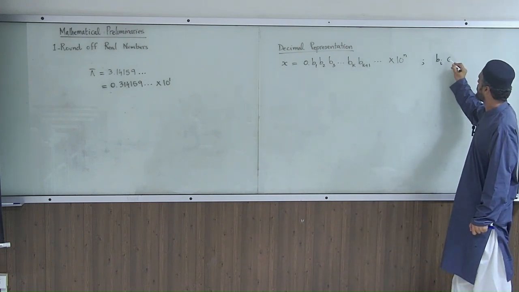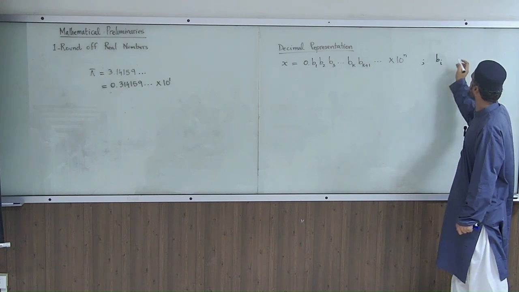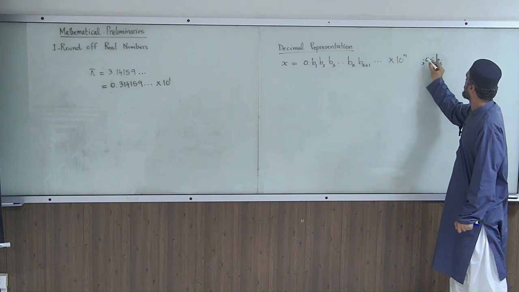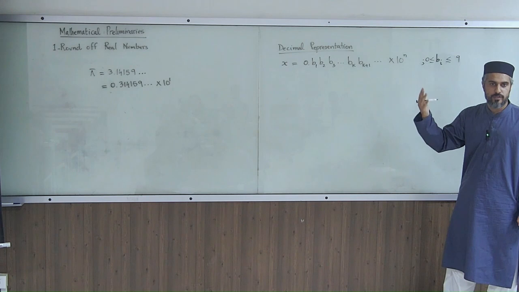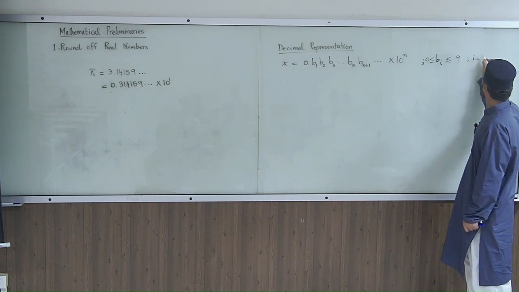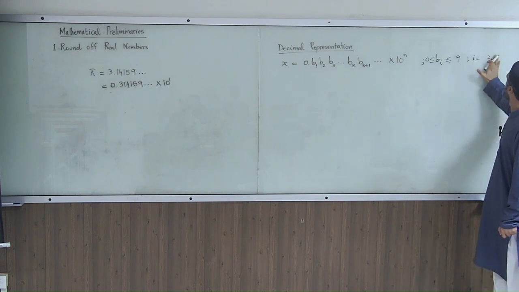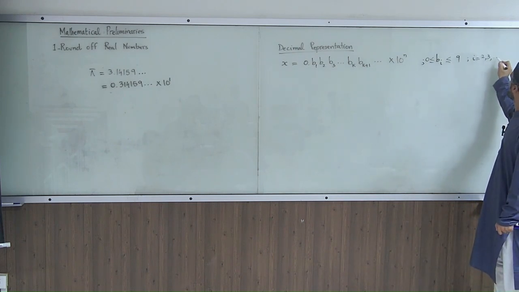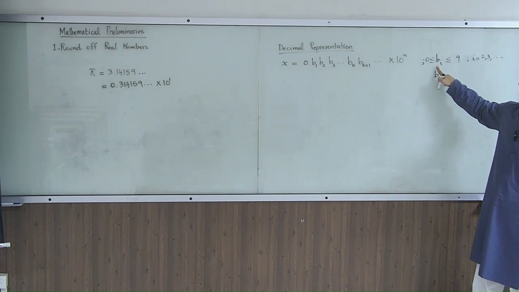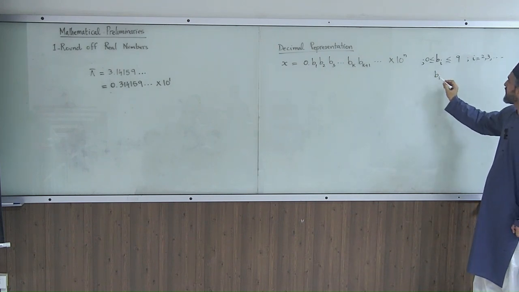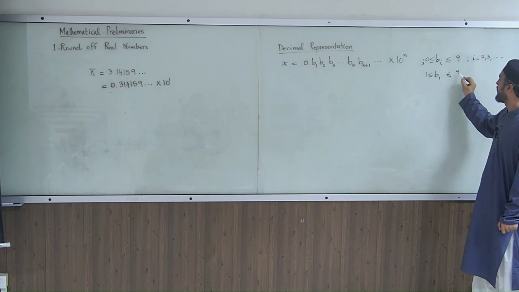These bi's are all numbers between 0 and 9. Okay, so they can be 1, 2, 3, 4, whatever, and i from 2, 3 onwards. But for the b1, because I'm just writing for the b2, b3, and so on onward, for b1, this should be between 1 and 9.